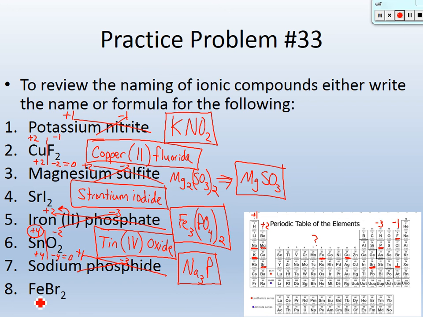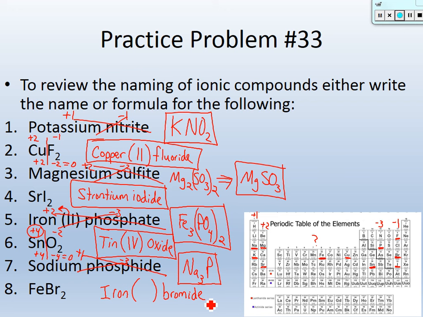FeBr2. Fe, let's first find it. It's iron. Do I know its charge? No, it's a transition metal. So when we name it, we're going to put iron, parentheses, and then what's Br? Br sits right here. It's bromine. And what charge does it have? -1. But how would I change its name? Bromine to what? Bromide. We change the suffix to IDE.